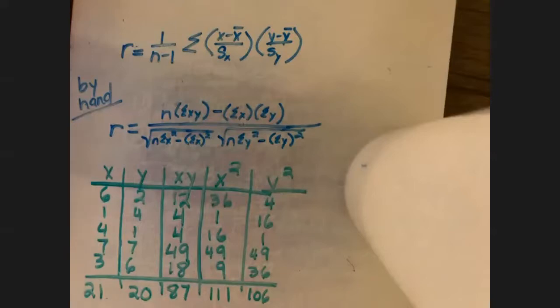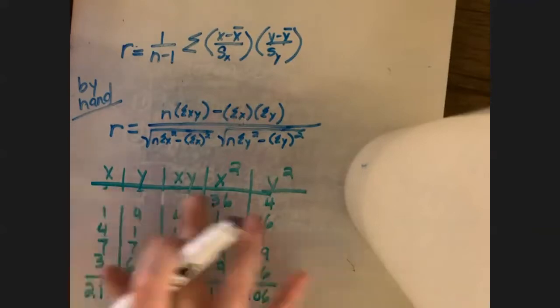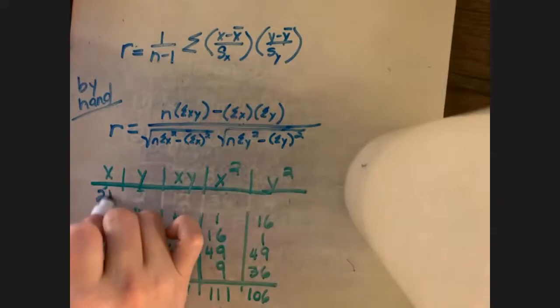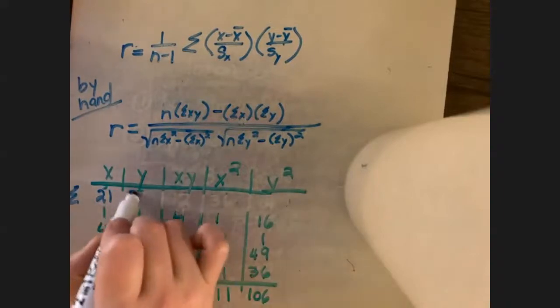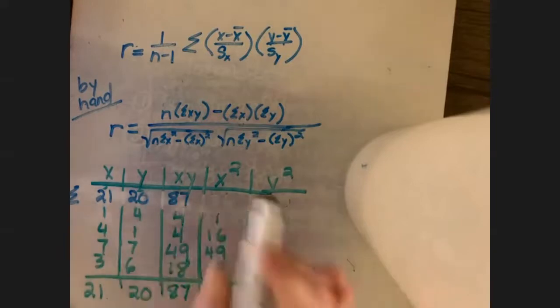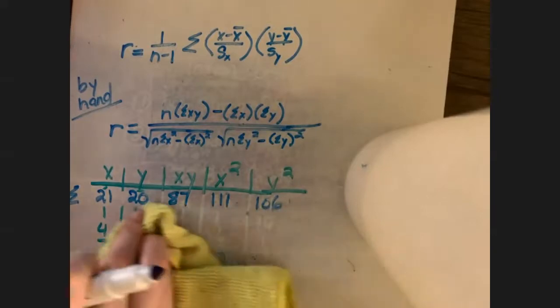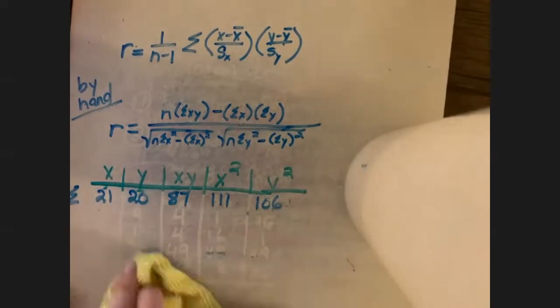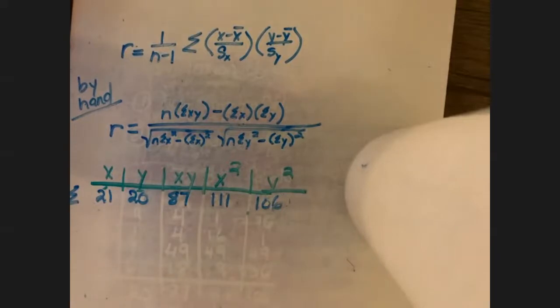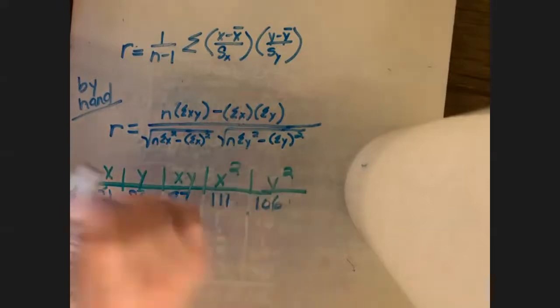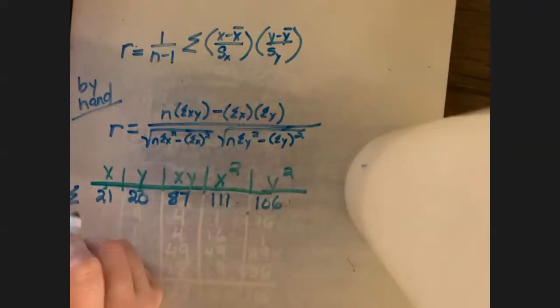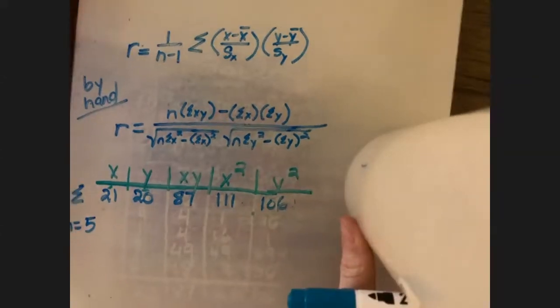Now what I'm going to do is bring these up, because I'm fixing to plug these into formulas. So this was my summations line: 20, 21, 87, 111, and 106. And now we're going to plug these into the formula. Oh, N was 5. There were 5 data points in that list.